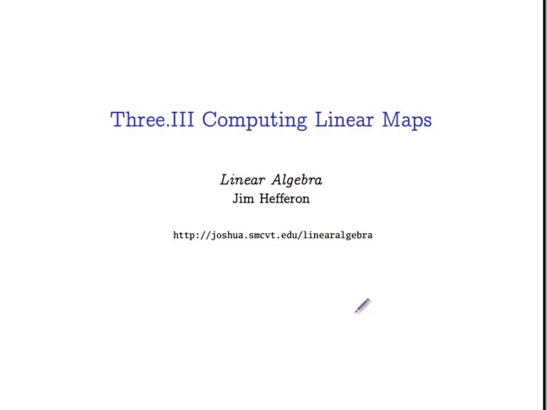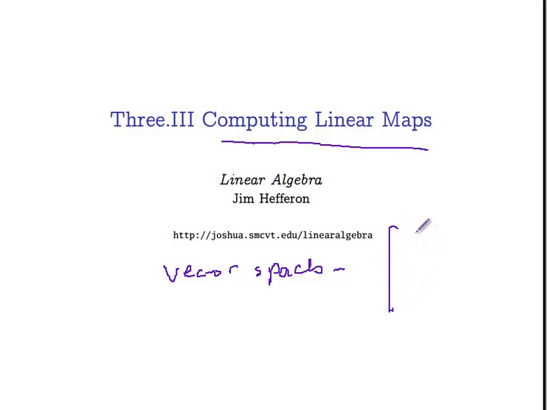Okay, we're going to talk in this section about computing linear maps. And we talked about vector spaces until now. And we have identified vectors with what you usually think of vectors as a column or a row of numbers, v1 through vn. So this is kind of the standard example of a vector. So let me call this a standard vector.